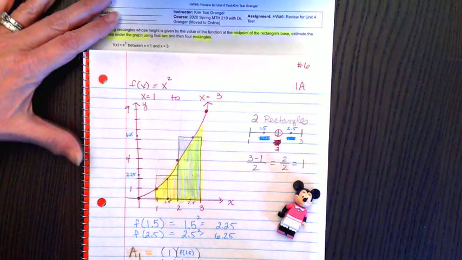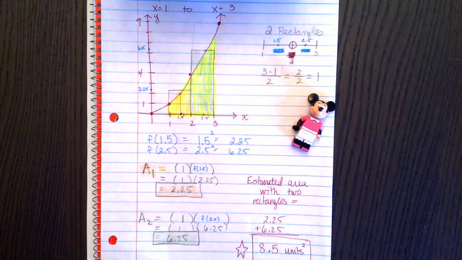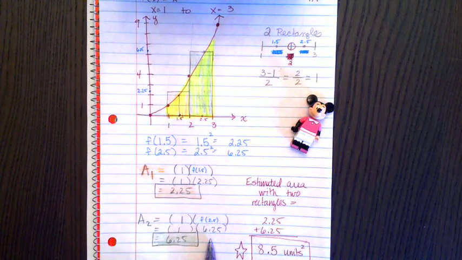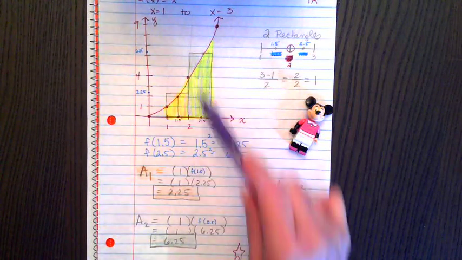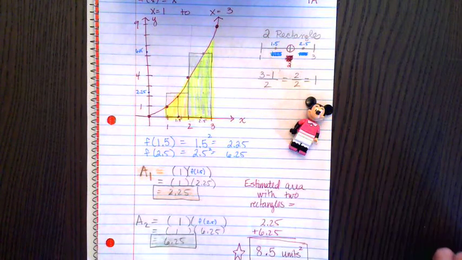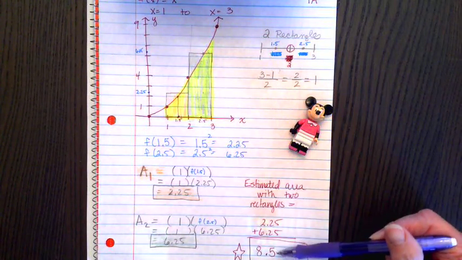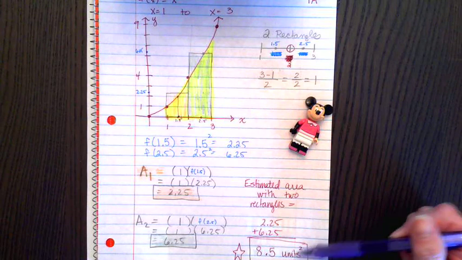Comes out to be 6.25 for our second rectangle. The width of 1 times the height of 6.25 gives us 6.25. The estimated area of this yellow shape is approximately 8.5 units squared.